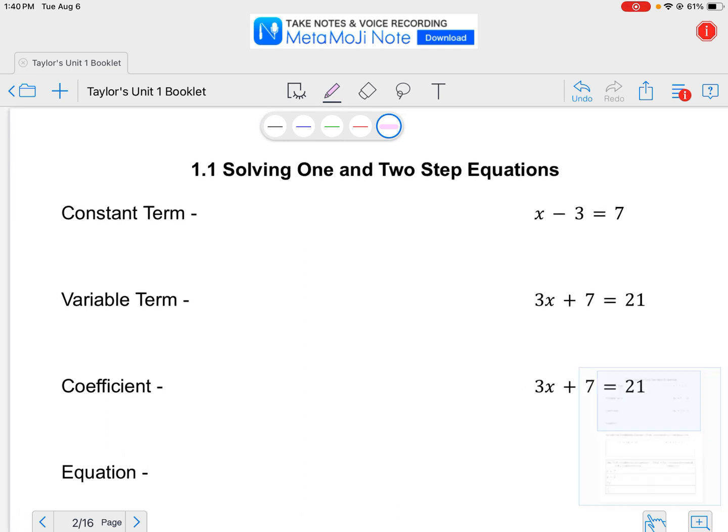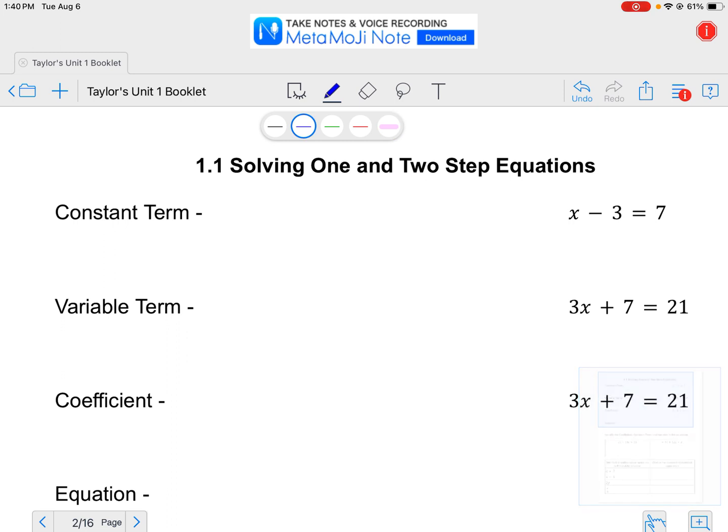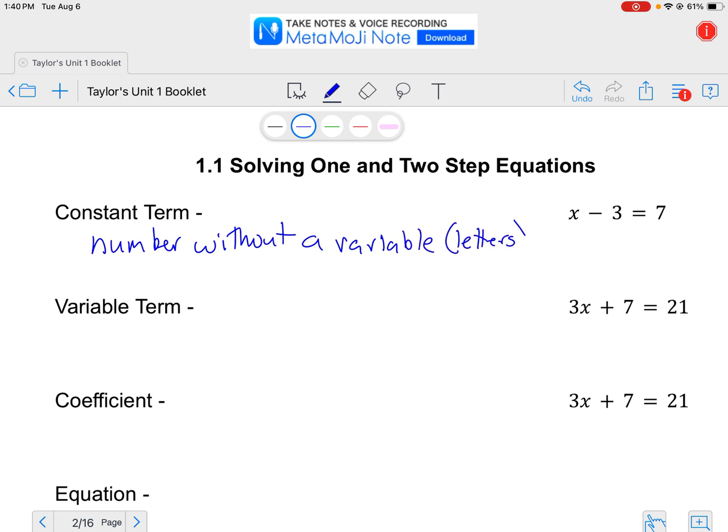So the first thing we're going to talk about is our constant term. Our constant term is a number without a variable. And remember, variables are represented by letters. So if we're looking at this problem here to the right, x is my variable, which makes my constant term -3 because it is all by itself. That is my constant.